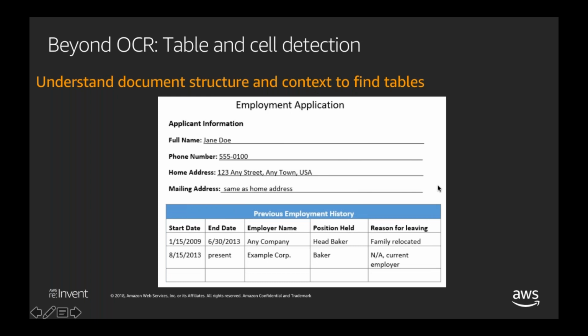So this is a great example here of a document that has forms as well as tables. So we would go back to our analyze document API. We would specify we want forms and tables if we were expecting this type of document, and it's going to be able to pull out information in both form and tabular format for us with a single API call.